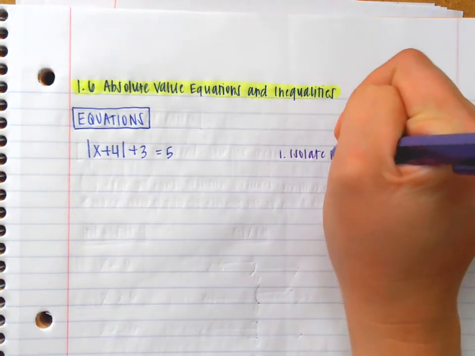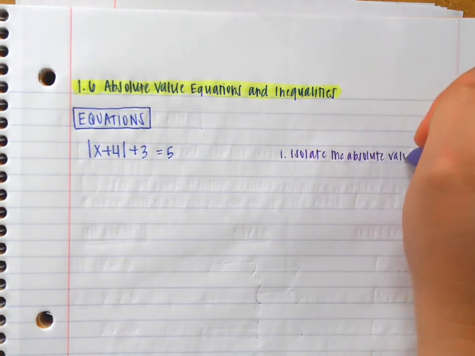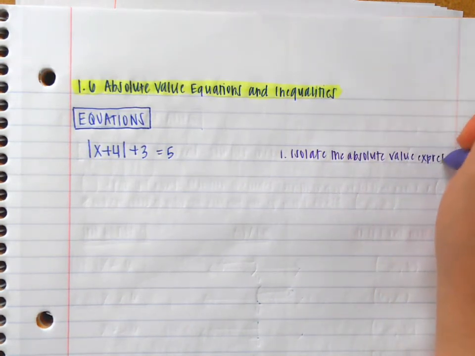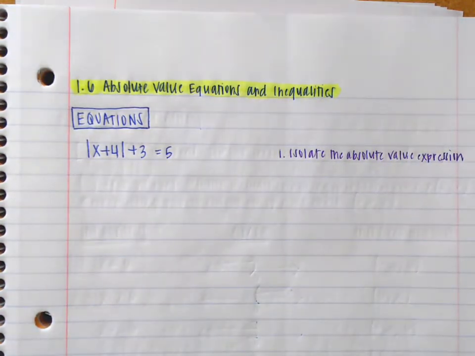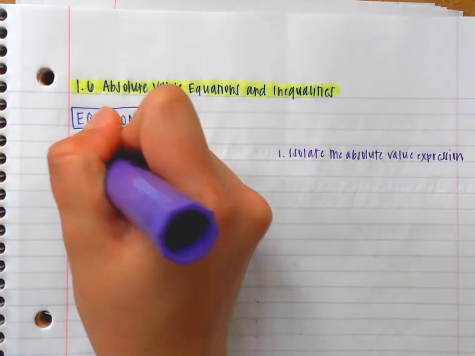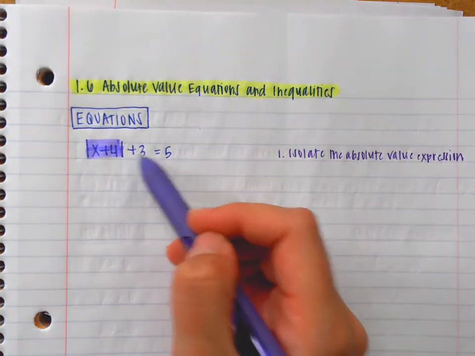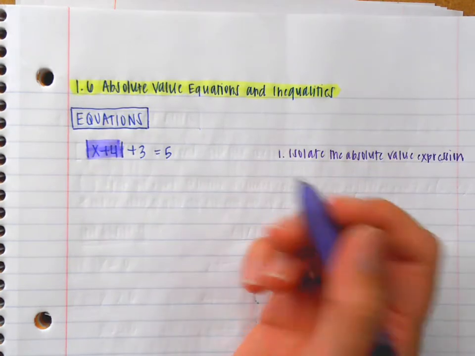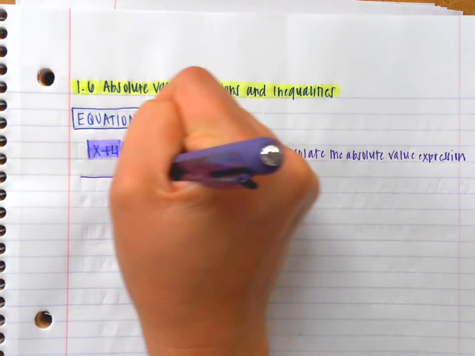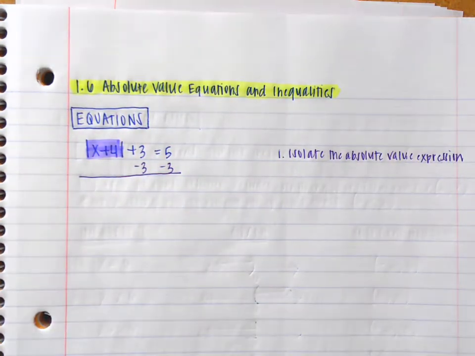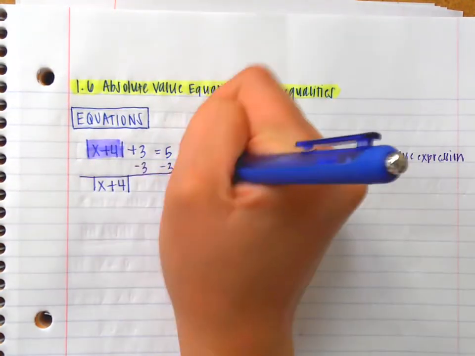So first up, isolate the absolute value expression. Okay, so in this case, the absolute value expression is this x plus 4. So what that means is our first step is to move this 3 to the other side of the equation. So that's what I'm going to do first. I'm going to subtract 3 from both sides of the equation. And so the absolute value of x plus 4 just comes down. And now it's equal to 2.